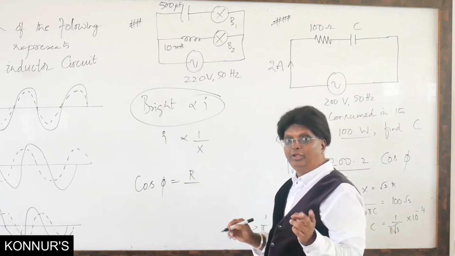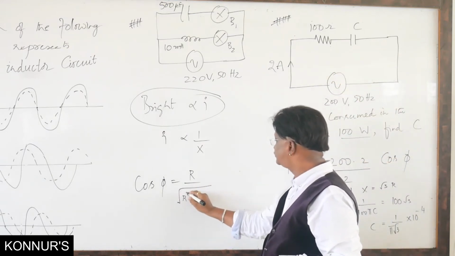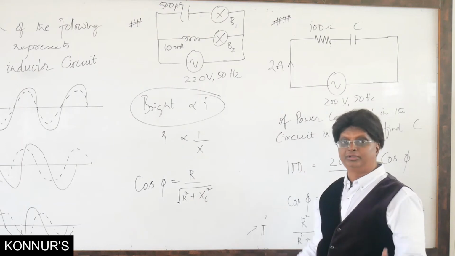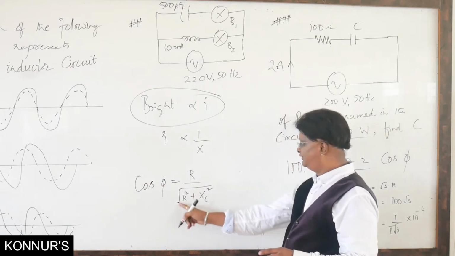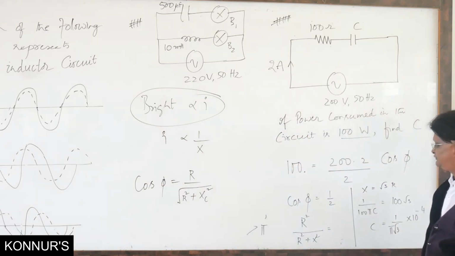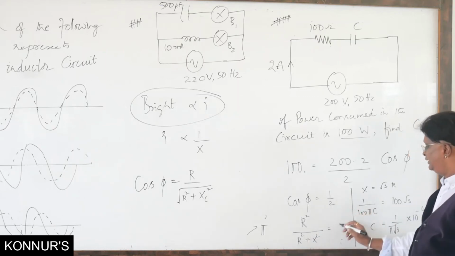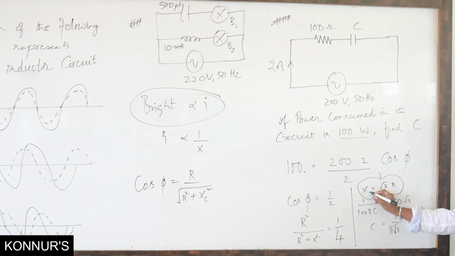Now since this is the case of a CR circuit, Z is nothing but under root R square plus XC square. Z is root of R square plus X square. Therefore cos phi is R by root of R square plus XC square. Squaring on both sides, we get R square by R square plus X square, which is 1 by 4. Substitution will tell you that X value is root 3 times R. So the value of XC, this X referring to XC because of the CR circuit, is root 3 times R.